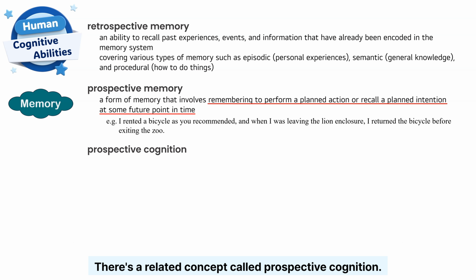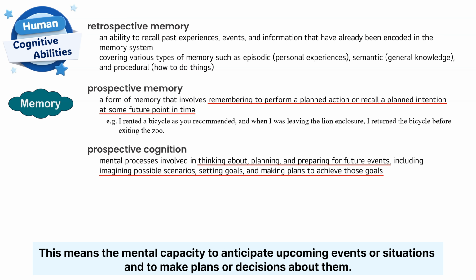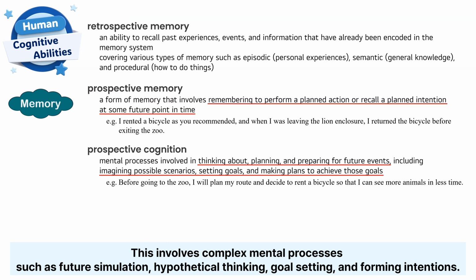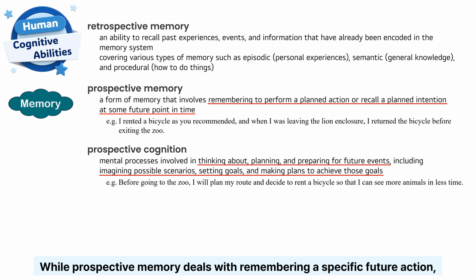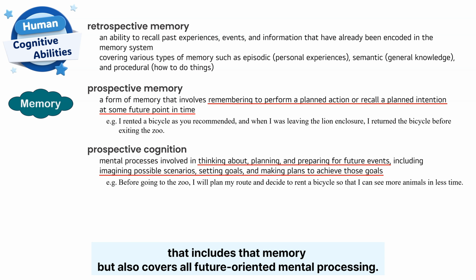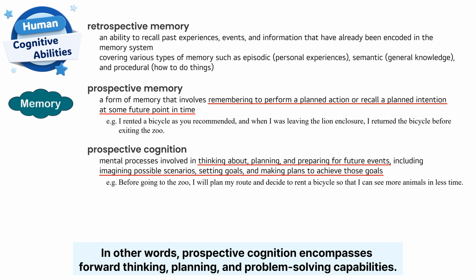There's a related concept called prospective cognition. This means the mental capacity to anticipate upcoming events or situations and to make plans or decisions about them. For instance, before going to the zoo, I mapped out my route and decided to rent a bike so that I could see more animals in a short time. This involves complex mental processes, such as future simulation, hypothetical thinking, goal setting, and forming intentions. While prospective memory deals with remembering a specific future action, prospective cognition is a broader concept that includes that memory but also covers all future-oriented mental processing. In other words, prospective cognition encompasses forward thinking, planning, and problem-solving capabilities.